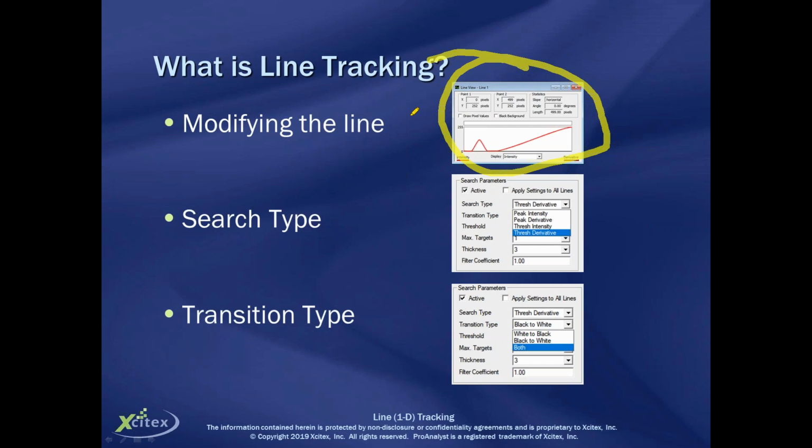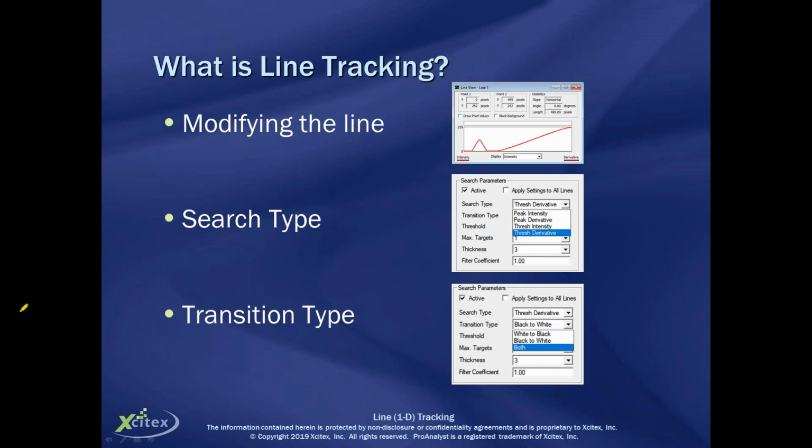The next important aspect is the search type. And this is how we decide exactly what sort of transition or what sort of factors are going to be involved in capturing the motion on the video. And in here, we can see there are four main search types. There's peak intensity, peak derivative, threshold intensity, and threshold derivative. And these are different values that determine and allow us to control exactly where on the line our point is going to be.